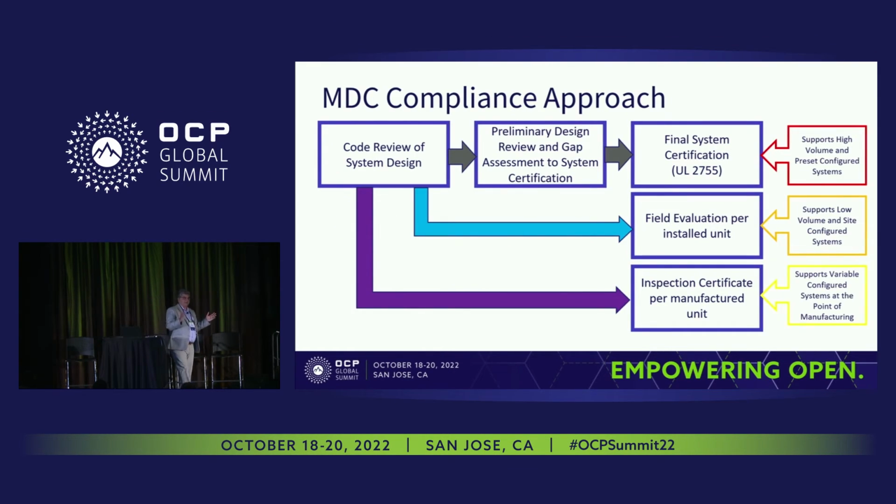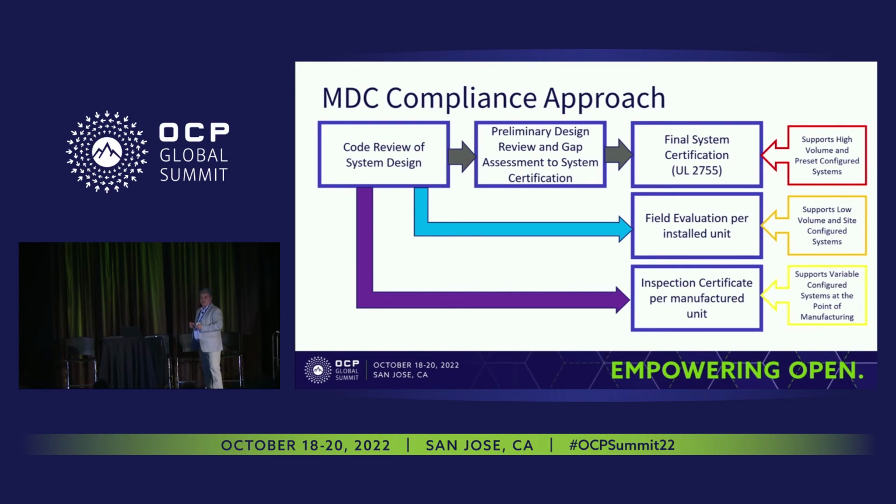So, compliance approach. How can you comply? Well, there are 3 approaches. And all 3 start with a very simple process, code review of system design. This can be done remotely. We're just reviewing the code and your system design, and we are telling you yes or no, you're not meeting the code here, you're meeting it there.